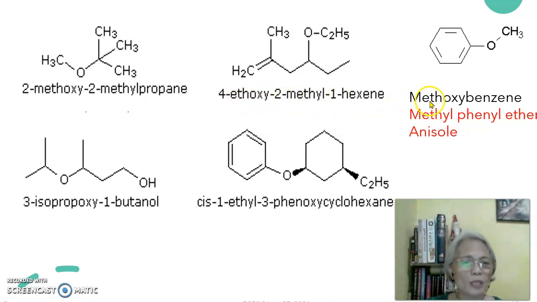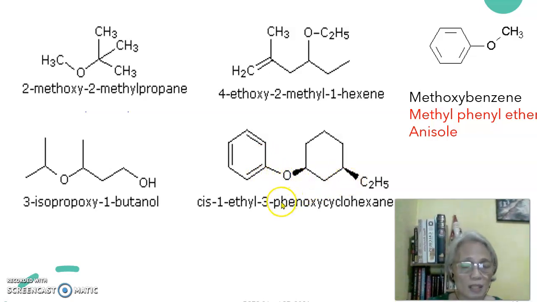We have also here a methoxybenzene. This is shorter. So this is the alkoxy substituent, and then the benzene ring as the parent. So we have methoxybenzene, or commonly called anisole. And then we have a butanol, 1, 2, 3, 4, with an isopropoxy substituent at carbon number 3. So this is 3-isopropoxy-1-butanol.